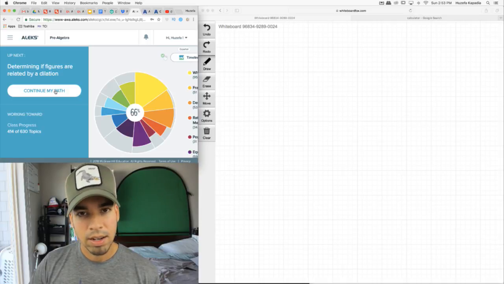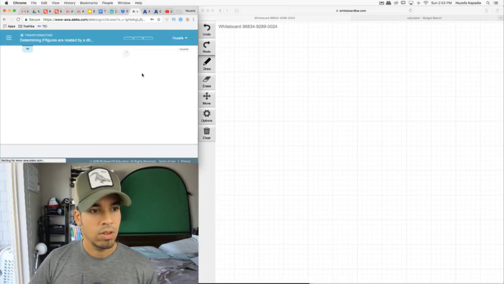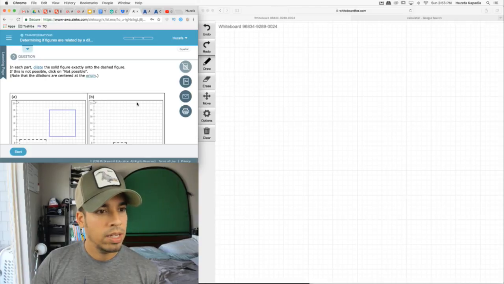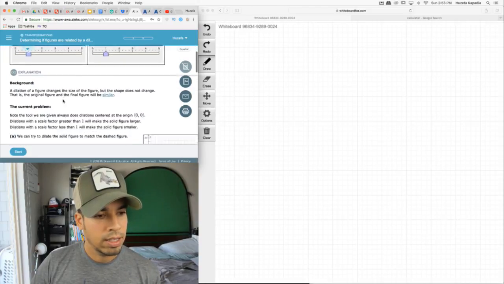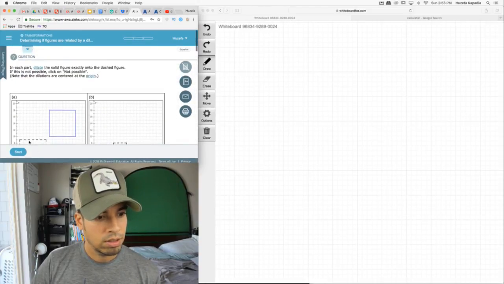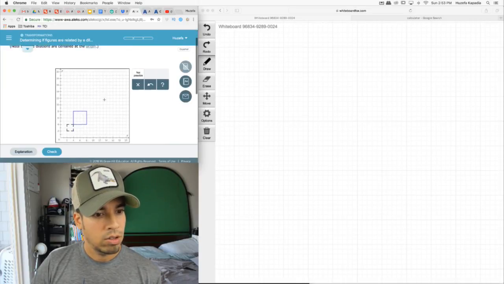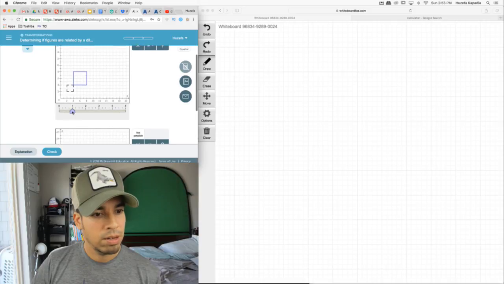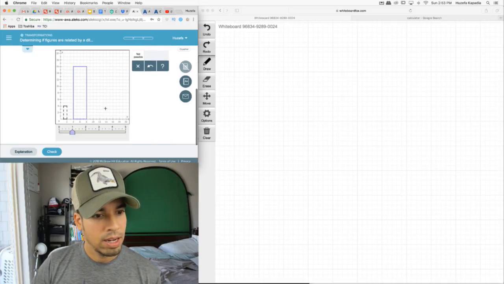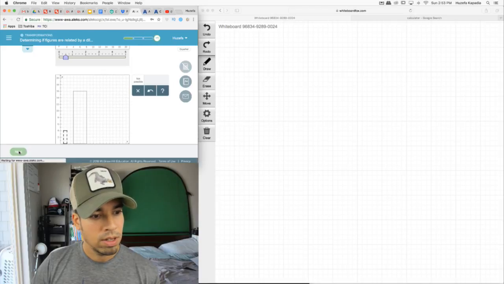66%. All right, let's do it. Okay, determining if figures are related by a dilation. So here we're just trying to see if these figures are related by dilation. We can see that they are when we move it down and match it up like that. And if we cannot do that, then we say it is not possible, but it's possible for both of them. There we go. Next.